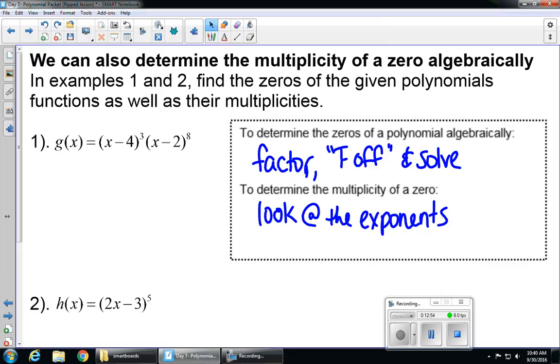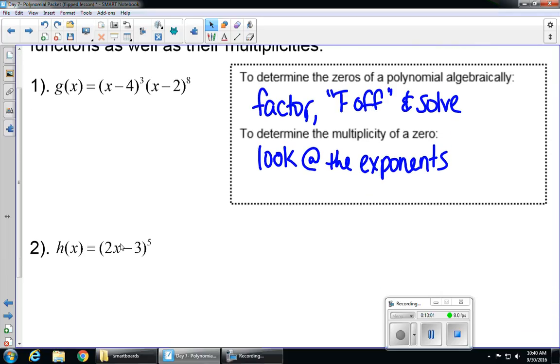So make sure you get this down in your notes. If you need to pause, that's fine. We're going to do example 1 together. Then I'm going to let you try example 2, and you'll be able to pick back up with the video to see if your answer is correct.